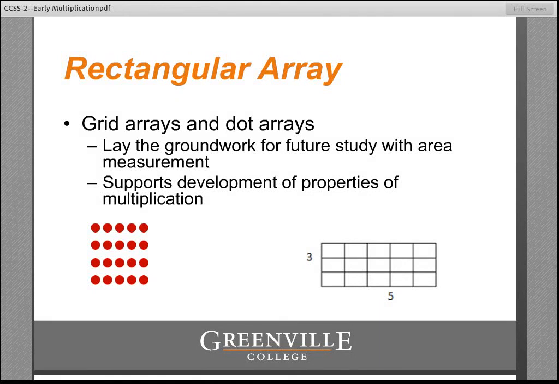Okay, now we arrive at the rectangular array, which was specifically mentioned in the standard. And you see here a dot array and a grid array, and these are both useful tools. Building familiarity with this tool now will also bear fruit later in 3rd grade and beyond, when children begin to work more formally with area. But for now, we're going to use it to make sense of multiplication. This model also has some distinct advantages because it allows children to see those properties of multiplication that were not so obvious with the set model.